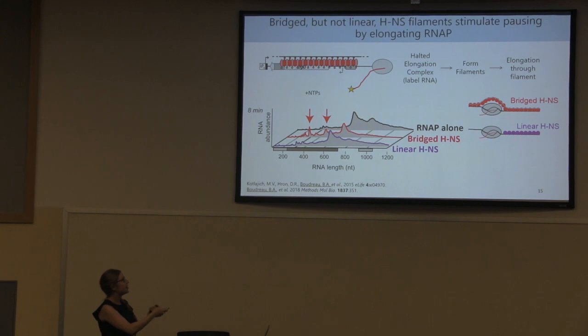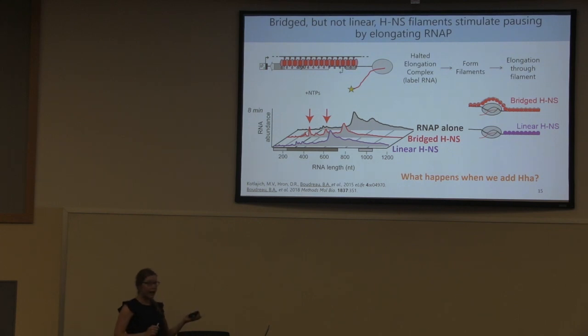And when RNA polymerase is transcribing through this bridged H-NS filament in the red, we notice that there were shorter RNAs in higher abundance than without any filament present. But this effect went away in the presence of the linear H-NS filament, the purple trace here, which looks a lot like transcription of bare DNA. So from this experiment, we concluded that the bridged H-NS filament was preventing productive movement of RNA polymerase down the template by stimulating pausing of RNA polymerase at these sites. But this was not occurring in the linear filament.